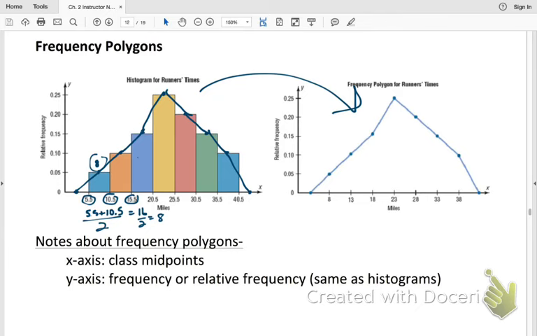So a frequency polygon sounds terrifying. Remember, a polygon is just a shape with several sides, straight lines for the sides. And so that's what we've got here, if you want to think of it as a 1, 2, 3, 4, 5, 6, 7, 8, 9-sided shape. It's a polygon. That's the only reason that we call it a frequency polygon. But notice it's not really a big deal. It's just taking the class midpoints at the top middles of those bars and connecting the dots.